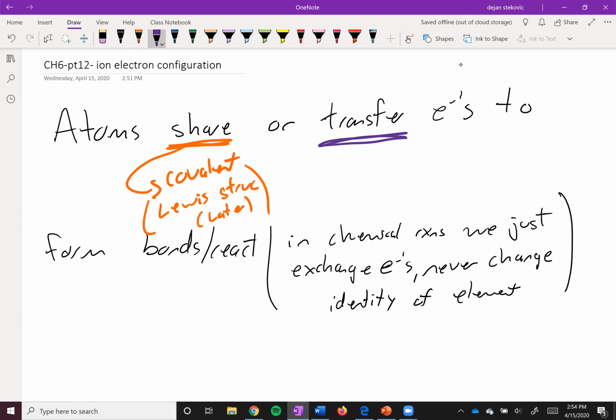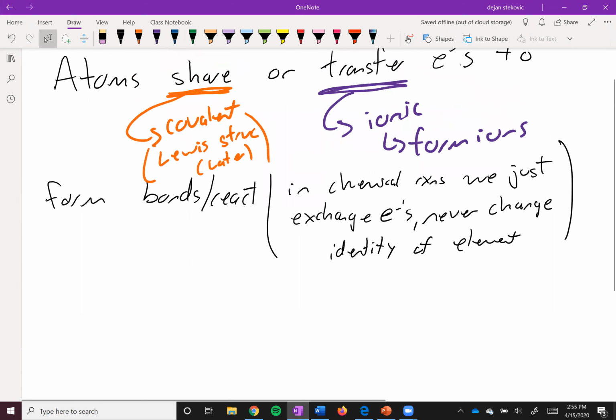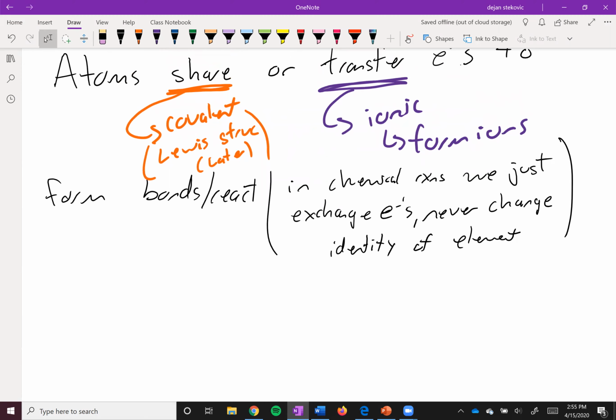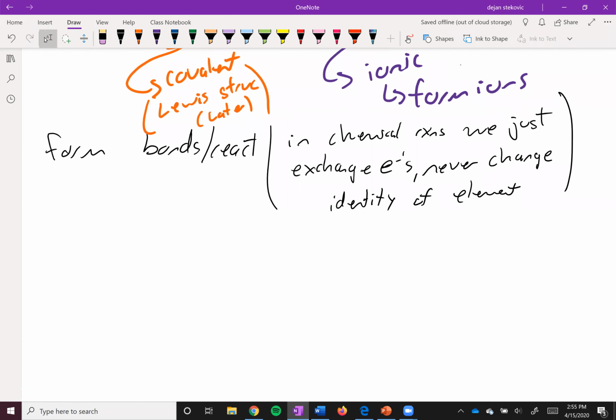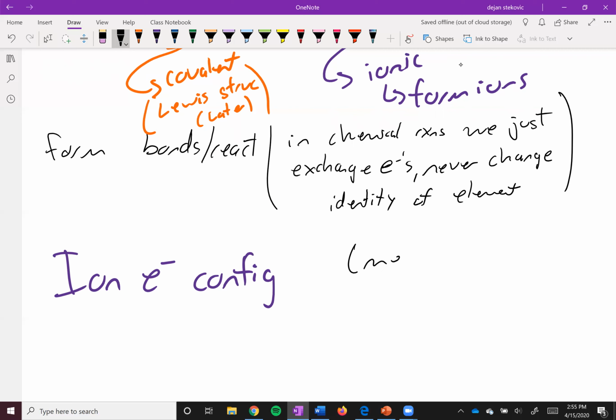And then for transferring electrons, think back to the beginning of the course. This is an ionic bond or an ionic compound. Ionic compounds form ions, as the name implies, and ions are charged atoms, right? So +1, -1, that kind of thing. So let's talk a little bit about ion electron configuration. And remember that ionic compounds are made out of a metal plus a nonmetal.